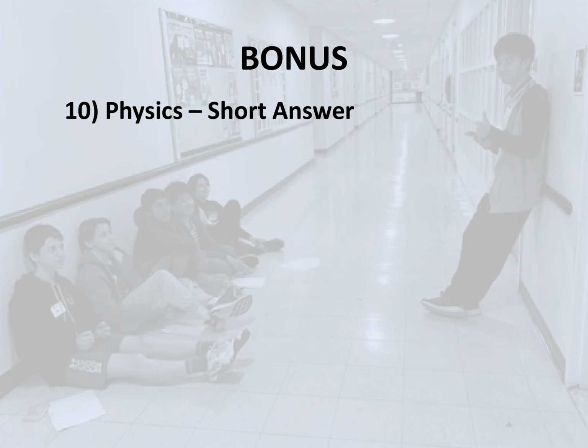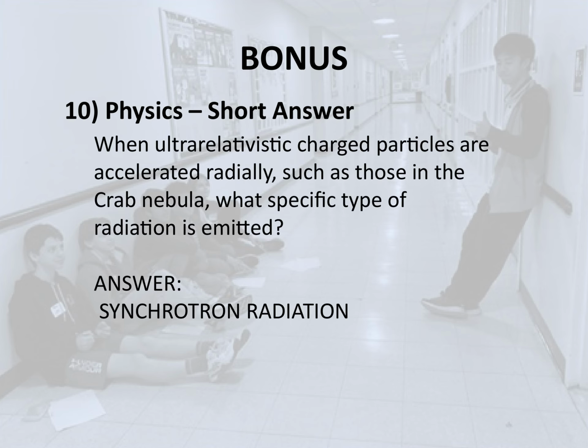Bonus 10. Physics, short answer. When ultra-relativistic charged particles are accelerated radially, such as those in the Crab Nebula, what specific type of radiation is emitted? Answer: synchrotron radiation.